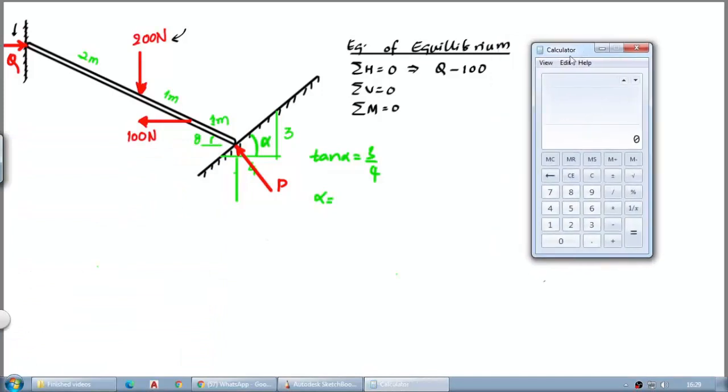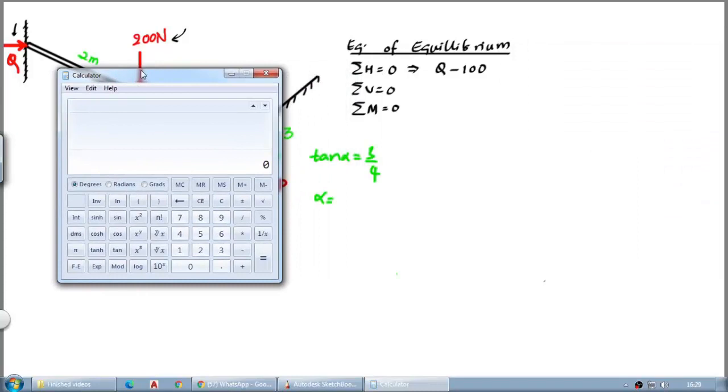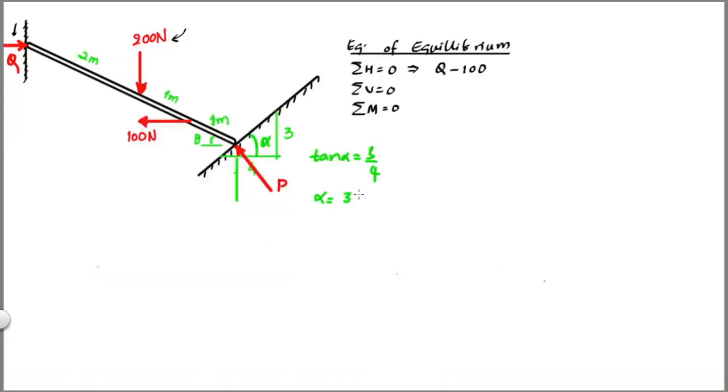So let me take the calculator over here. I'll have to use the scientific calculator. 3 divided by 4, and then I'll take tan inverse of this answer. So I'm getting 36.87 degrees as the angle. So the same angle alpha will appear over here.